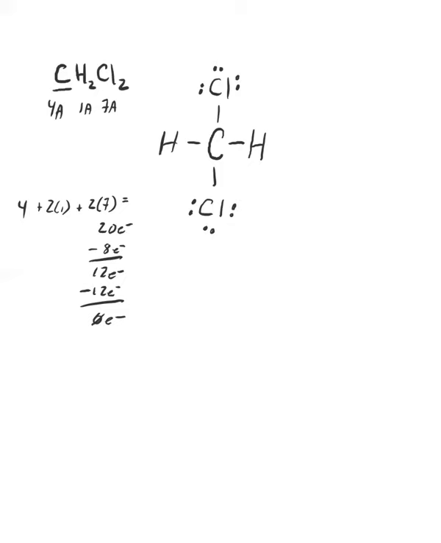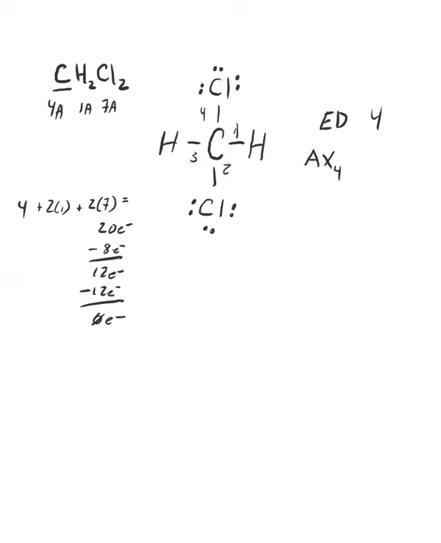So let's count up electron domains. Those are the number of domains around the central atom. 1, 2, 3, 4. So the arrangement of the electron domains is going to be tetrahedral. And then we look up at the chemical formula. We have one central atom, 4 surrounding atoms.